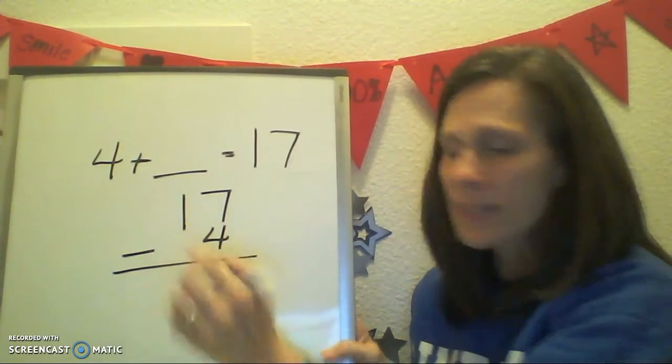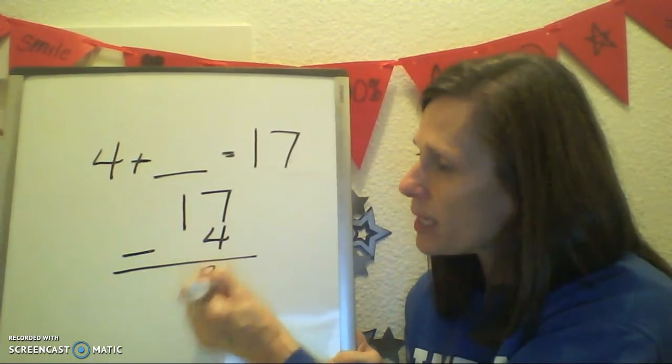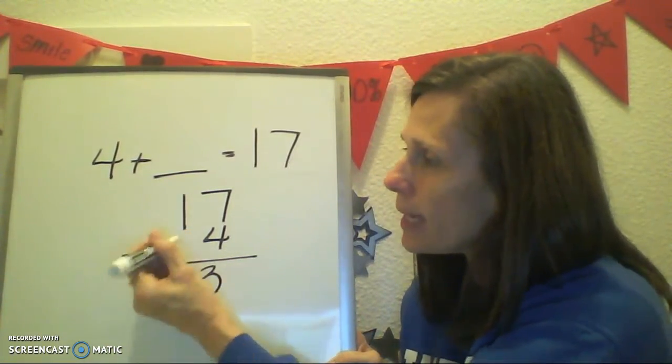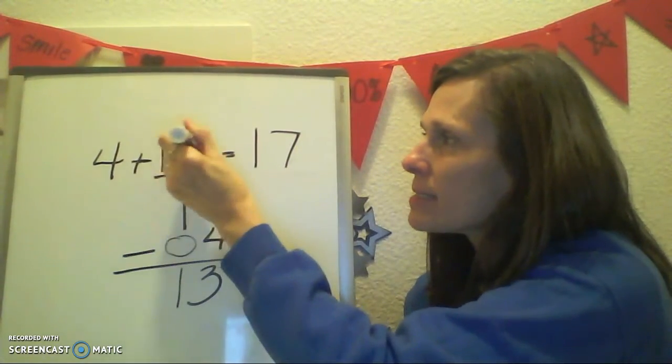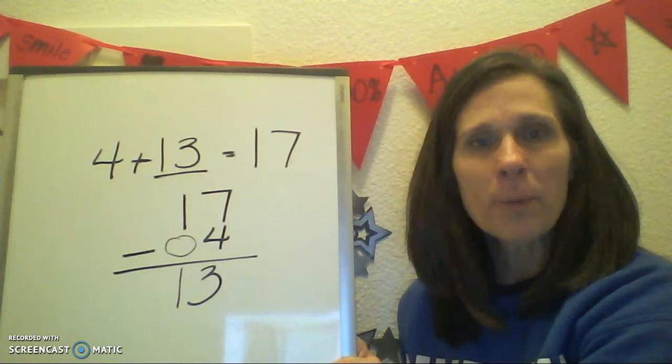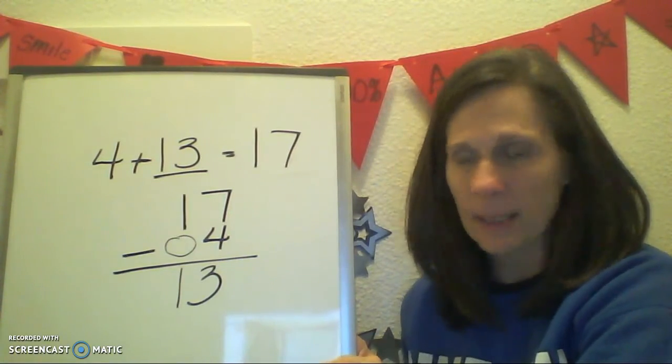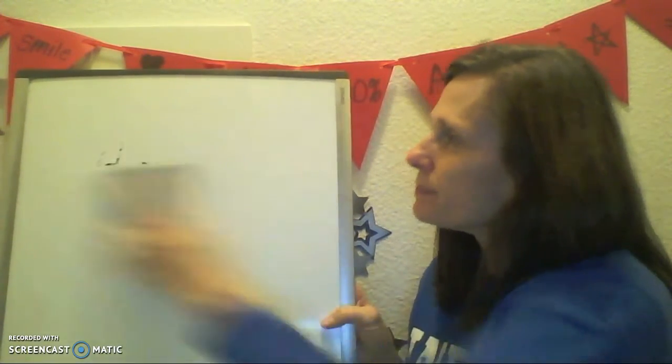Well, I already know that 7 take away 4 equals 3. 1 take away nothing equals 1. So my missing addend is 13. 4 plus 13 equals 17. Okay, so let's keep going.